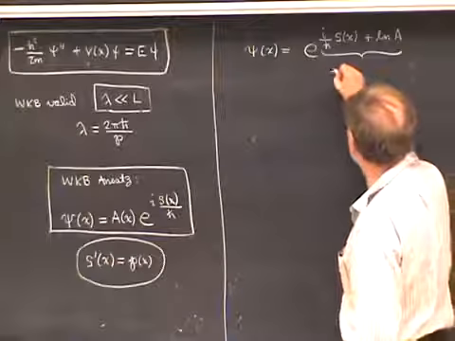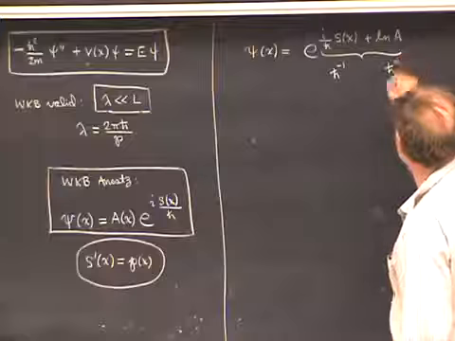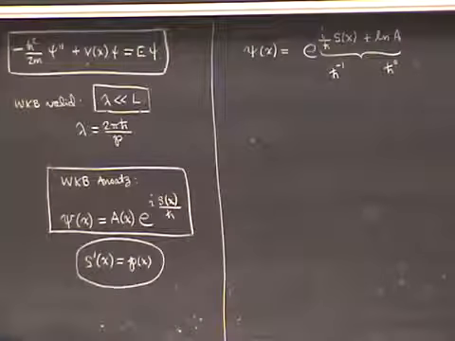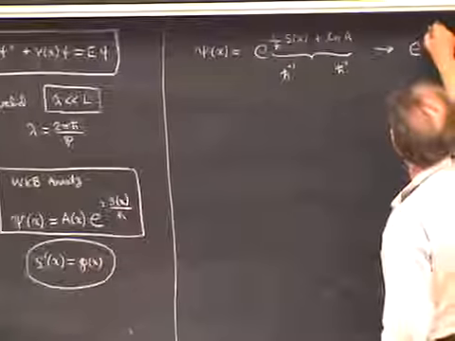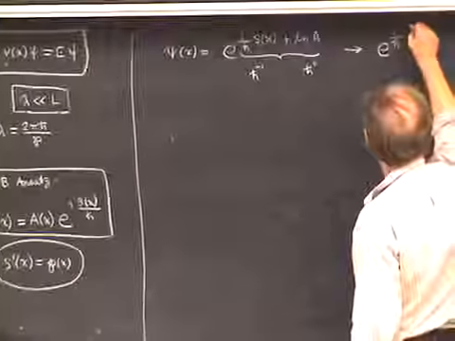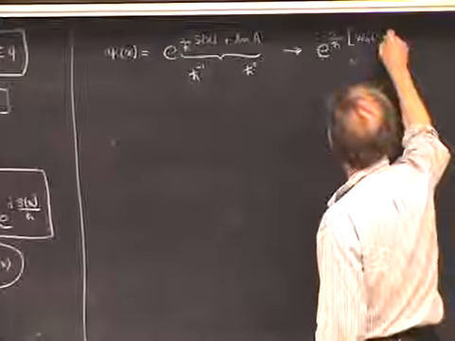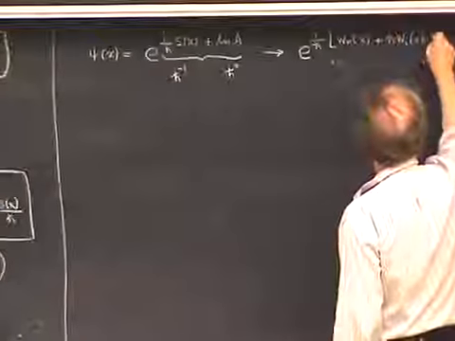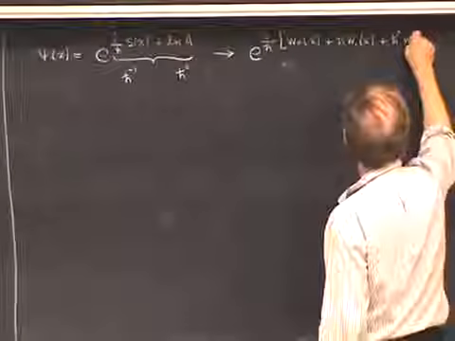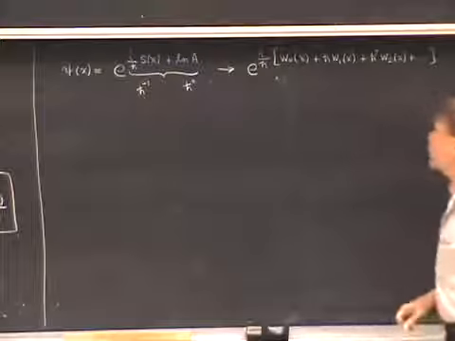The first term goes as h bar to the minus 1, and the second term goes as h bar to the 0. And so what this suggests is that we replace this by a systematic expansion that looks like this, e to the i over h bar times the series, which I'll write this way. So let's say w0 at lowest order plus h bar times w1 of x plus h bar squared times w2 of x plus dot dot dot like this.